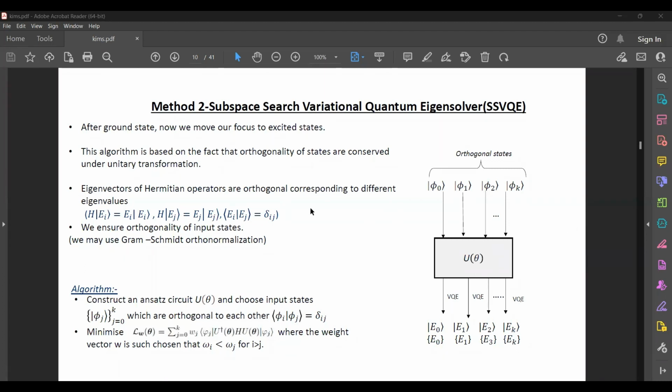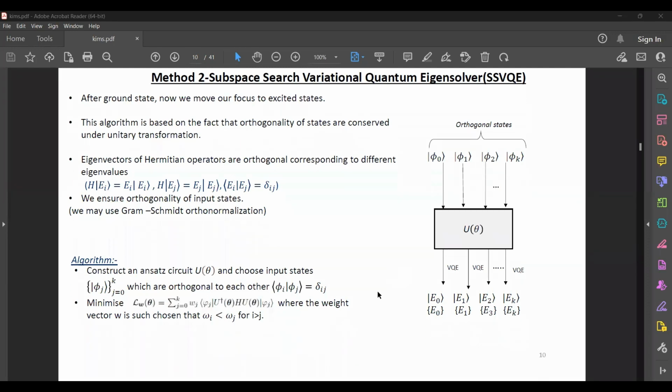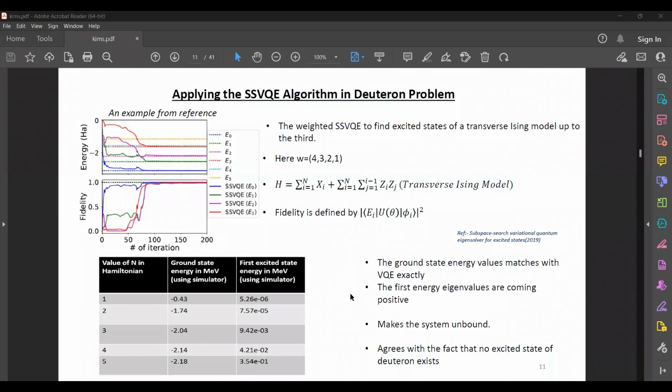So what I have done is, from VQE, I get the ground state energy, and say phi of 0 is the ground state eigenstate. Now I create a set of orthonormal states which are orthogonal to phi 0 by Gram-Schmidt orthonormalization. Then I give them as input to the unitary circuit, and it maps each of them to each of the energy eigenstates. Say phi 0 maps to the ground state, phi 1 maps to the first excited state, and so on. So I have used this concept in deuteron also, to establish some meaningful inferences.